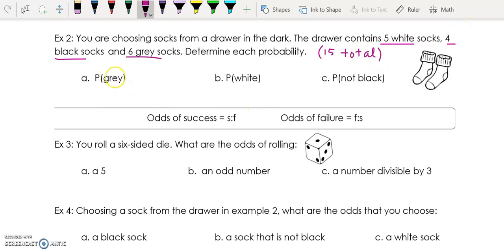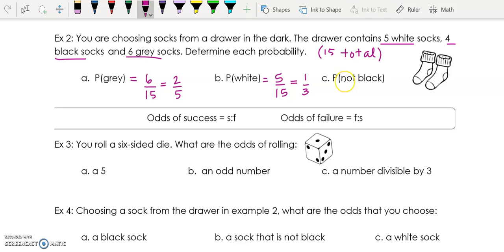So let's find the probability that you'll choose a gray sock. There are 6 gray socks out of a total of 15. So 6 out of 15 is the probability, and then we'll simplify that to 2/5. The probability of choosing a white sock: there are 5 white socks, so 5 ways that you could succeed out of 15 total, and that simplifies to 1/3.